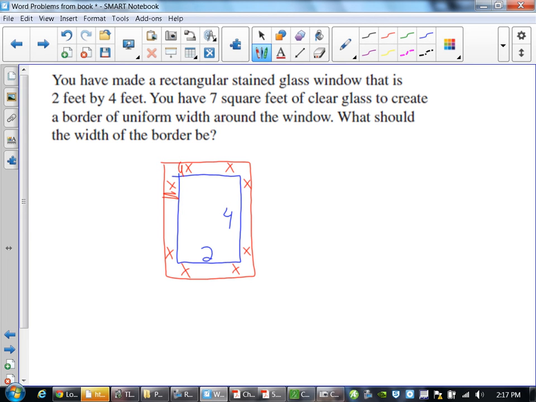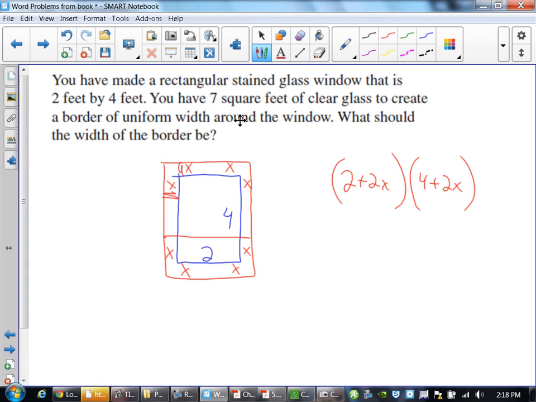So my new width going across would be 2 plus 2 x's. x plus 2 plus x, because I added this much on both sides. What's x plus x? Same deal going height-wise. So you wind up with the new picture frame area being 2 plus 2x times 4 plus 2x.